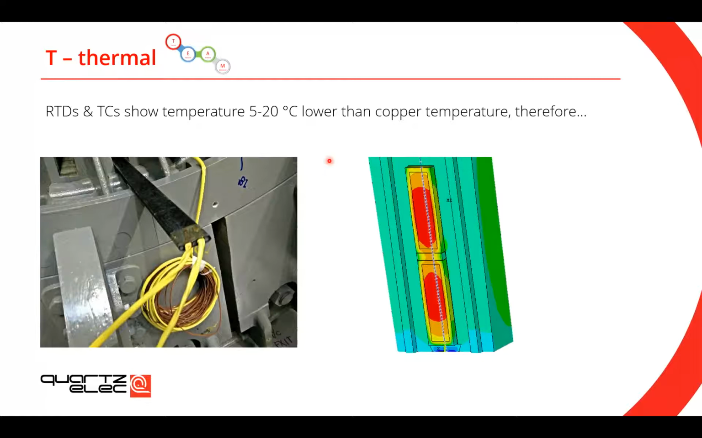The poll said that most of you would measure the temperature of the stator winding, which is great. Again, it's one of those things that you should be doing. What you need to remember is that RTDs and TCs show temperature around 5 to 20 degrees lower than the copper temperature. So we can conclude that the deterioration happens faster near the copper conductors rather than on the outer layer of the insulation system, which sits next to the core.